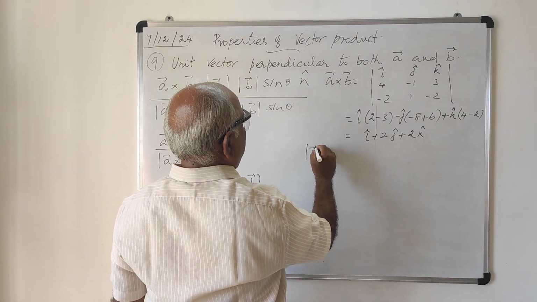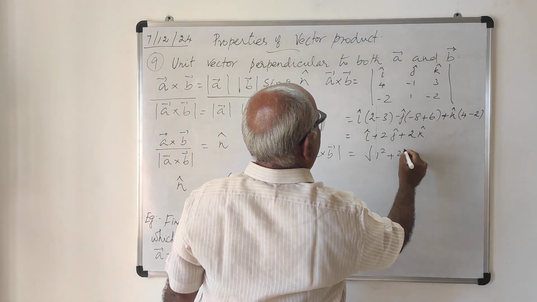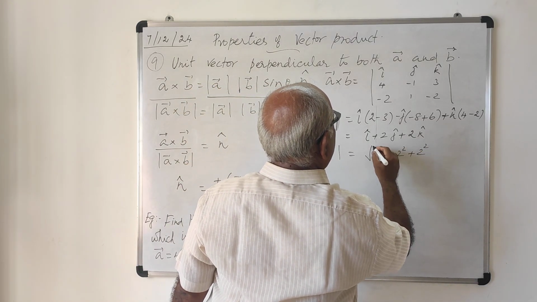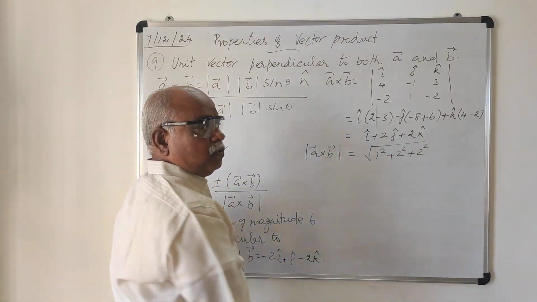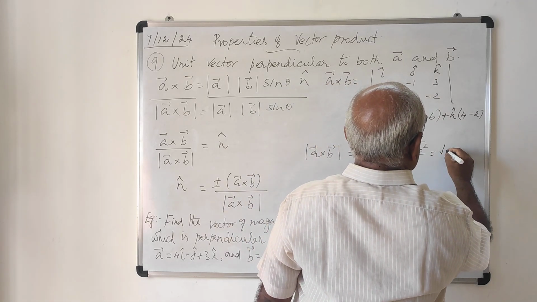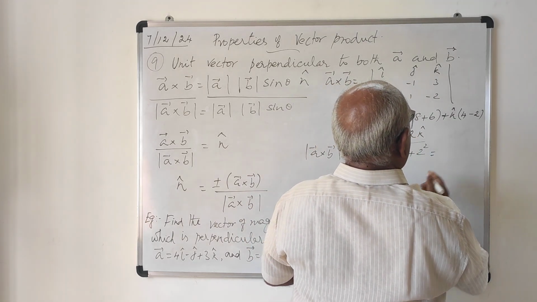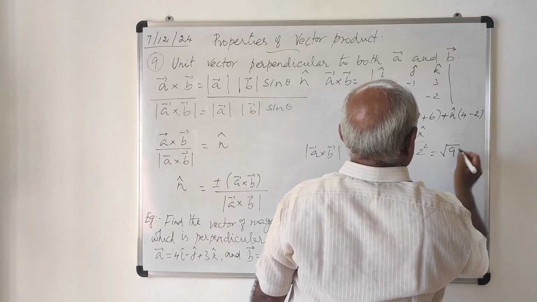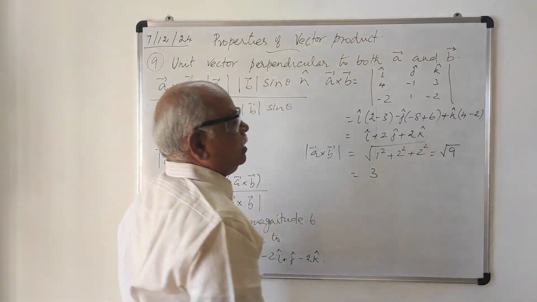And what is mod of A cross B? This is the root of 1 square plus 2 square plus 2 square, which is 1 plus 4 plus 4, that is 9. Root 9 is 3. So mod of A cross B is 3.